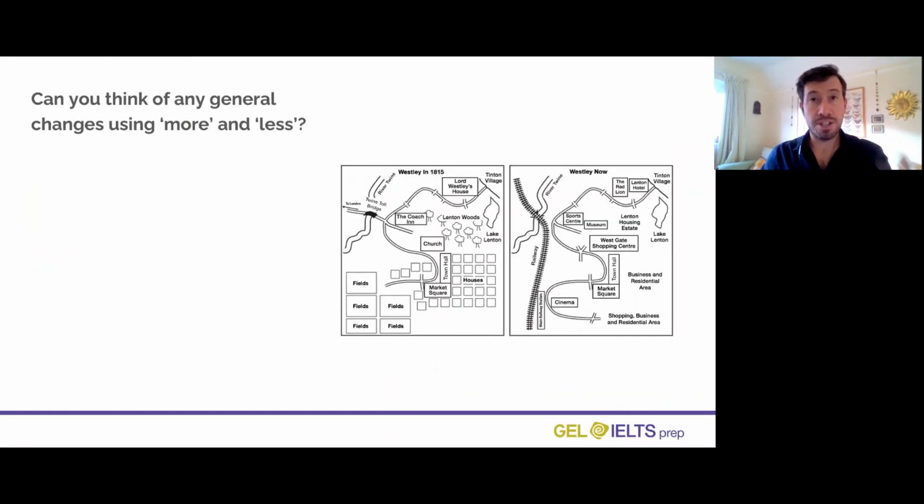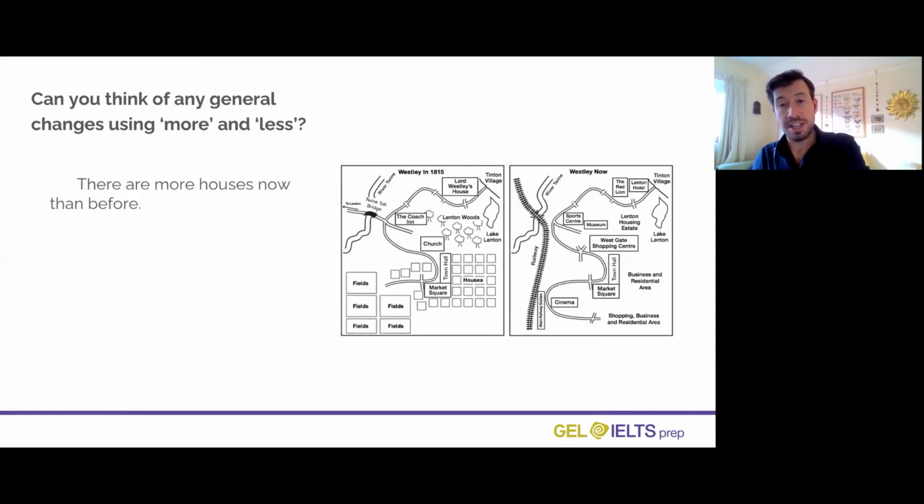So let's look at putting those into sentences. Well, the first one we could use is this. We could say, there are more houses now than before. And this is using that structure that we looked at earlier in the class. So there are plus more, plus a noun. This is a plural noun, which is why we're using are. And then the X and the Y, the two things we're comparing, are now and before. And of course, we need that linking word than. So this is one of the ways of comparing things.